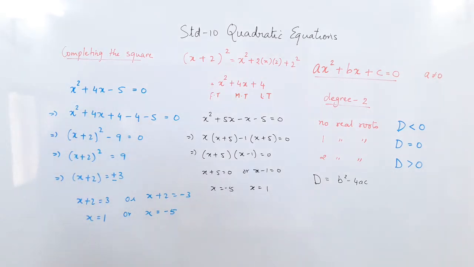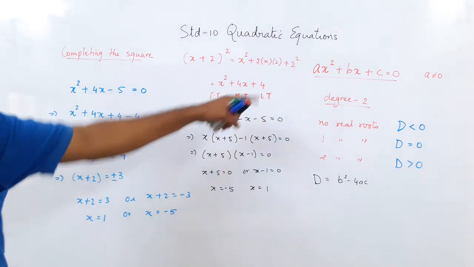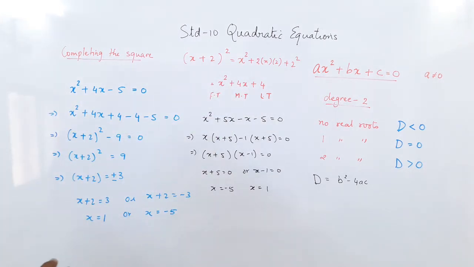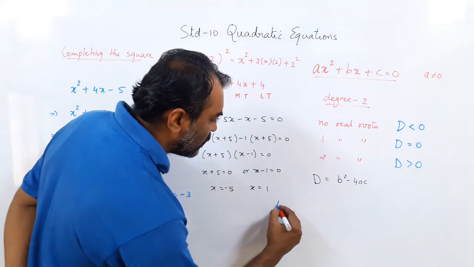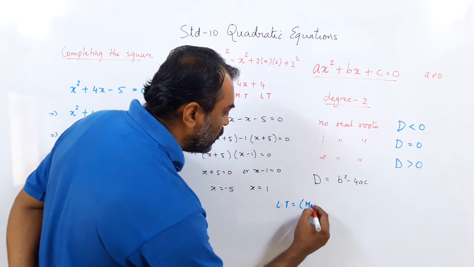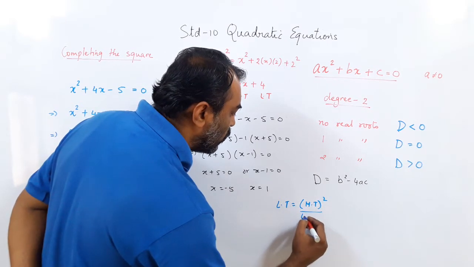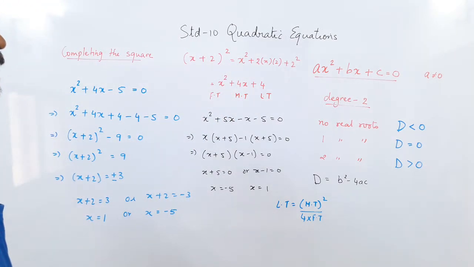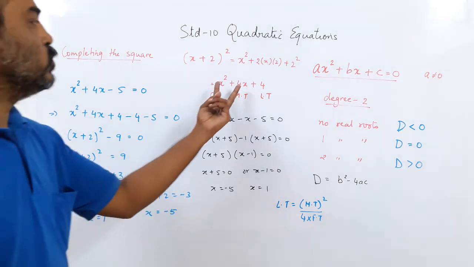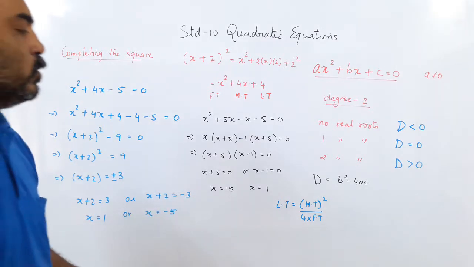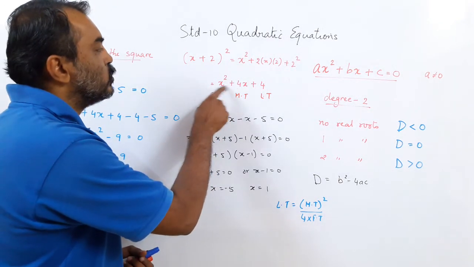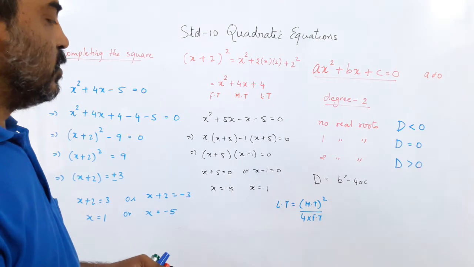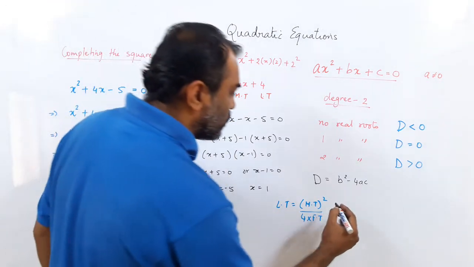Now comes the question: in the sums, how will you find out the last term? Is there any good way to find out the last term? Yes, there is. We can use this formula: the last term equals middle term the whole square upon 4 into first term. You can learn this formula. Now, here you can use the x or you should not use the x. Better you don't use it, only use a and b. Use 1 and 4, don't use the x, because it makes no difference.